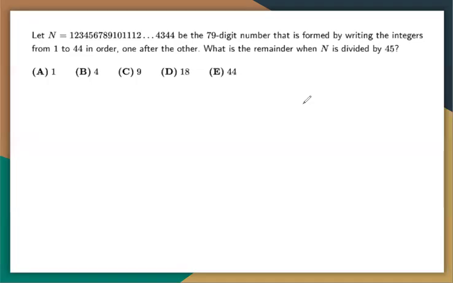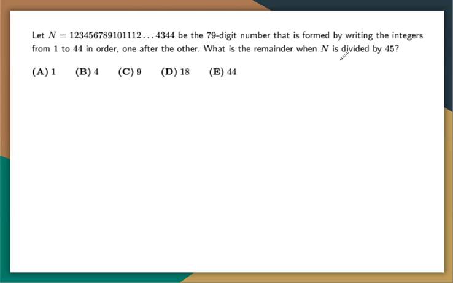Today we have an AMC 10B problem. This was number 23 on the test. The number n is given as the 79-digit number that is formed by writing the integers 1 through 44 in this given order, one after the other. What is the remainder when n is divided by 45?